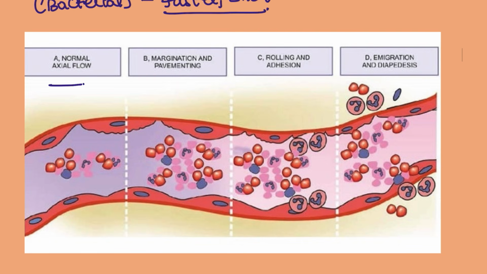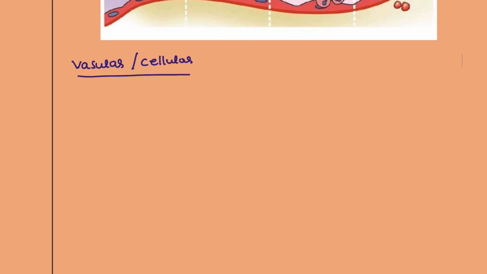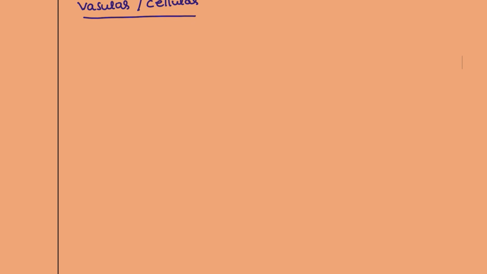First, this is the normal axial flow, and once a pathogen is seen by our cells, what happens? There will be margination and pavementing, and after that rolling and adhesion, and emigration and diapedesis. They are divided into two types: one is the vascular events and the other is the cellular events. The ascending order was also asked in the previous year's examination.